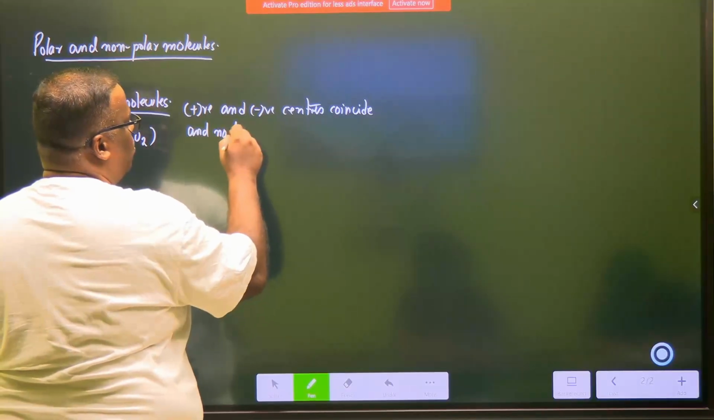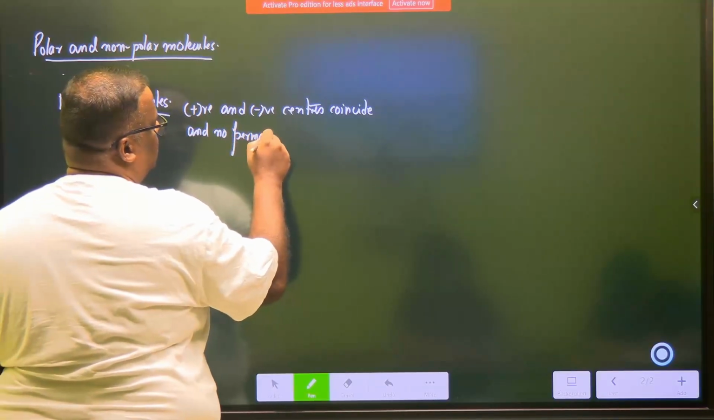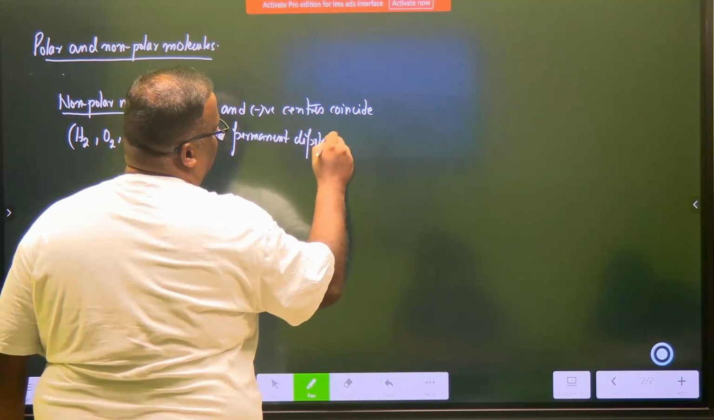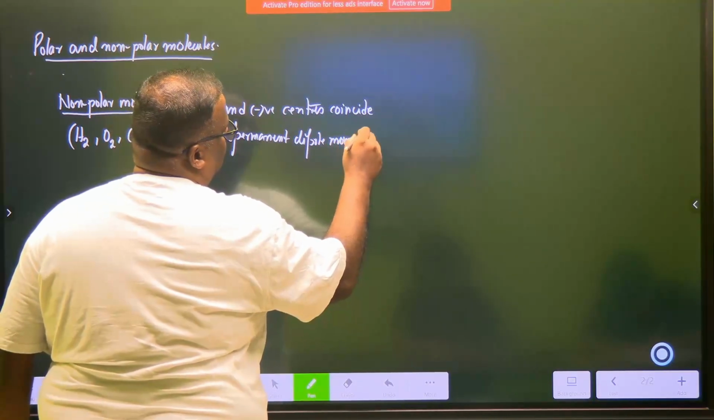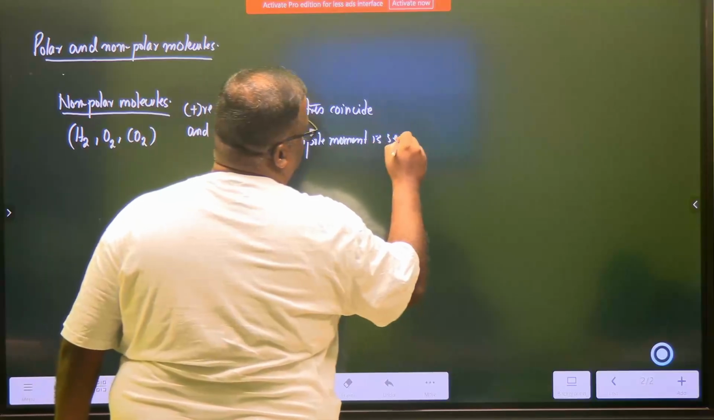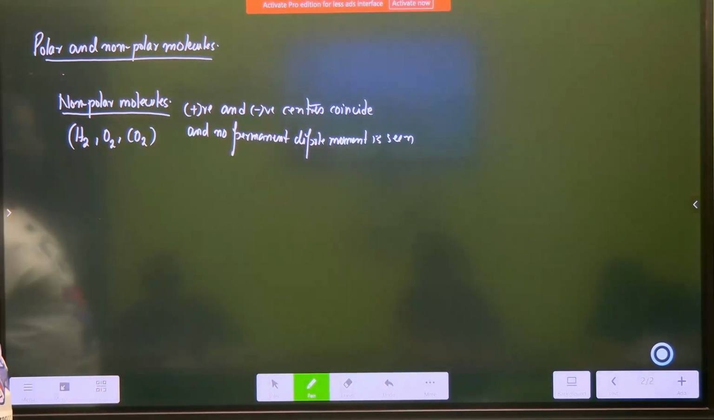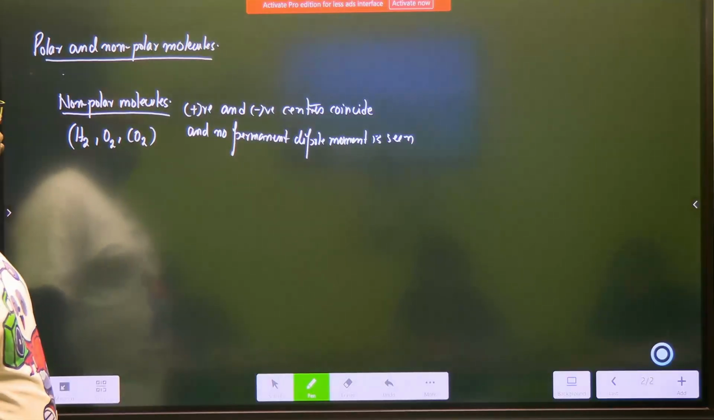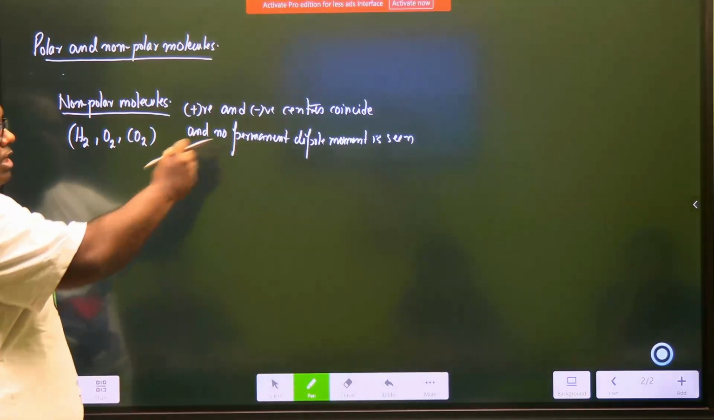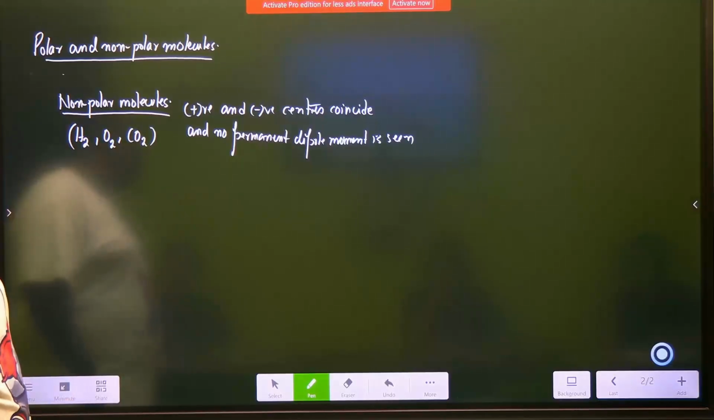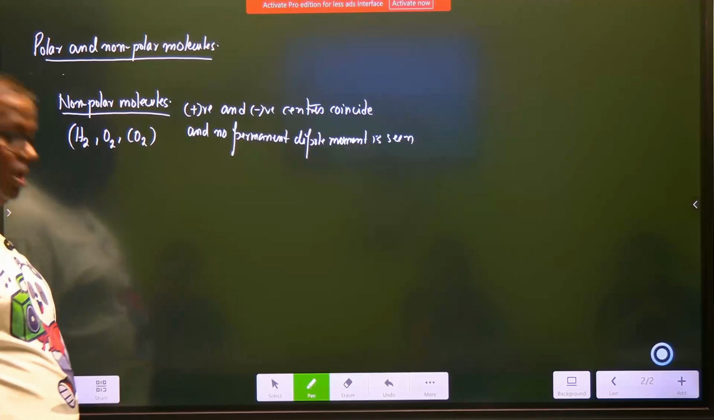Positive and negative centers coincide, and no permanent dipole moment is seen. You will not have any permanent dipole moment. Look, whatever were the positive centers and the negative centers, they'll just coincide with each other, and no permanent dipole moment will be seen. This is in the case of non-polar molecules.